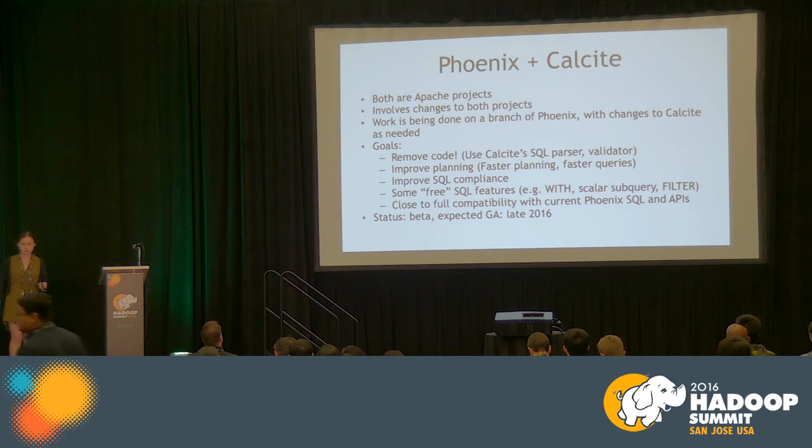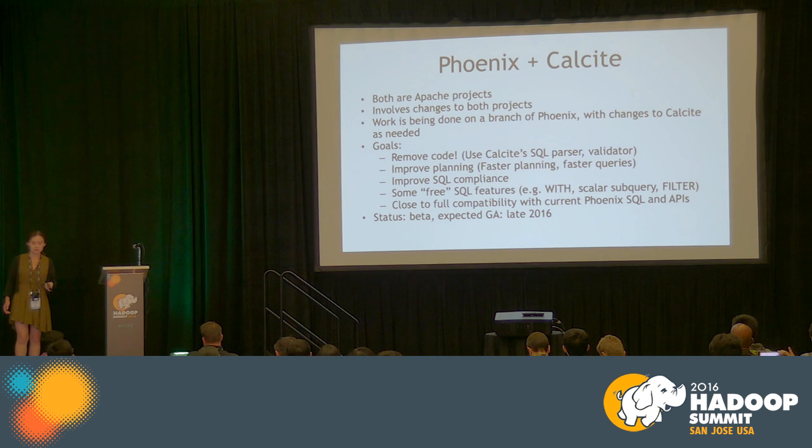So this is our solution, Phoenix plus Calcite. Both are top-level Apache projects. The integration is going to involve changes to both projects. The Phoenix part of the work is being done on a feature branch. And if there are any changes needed to the Calcite project, we've been pushing them into Calcite's master branch.